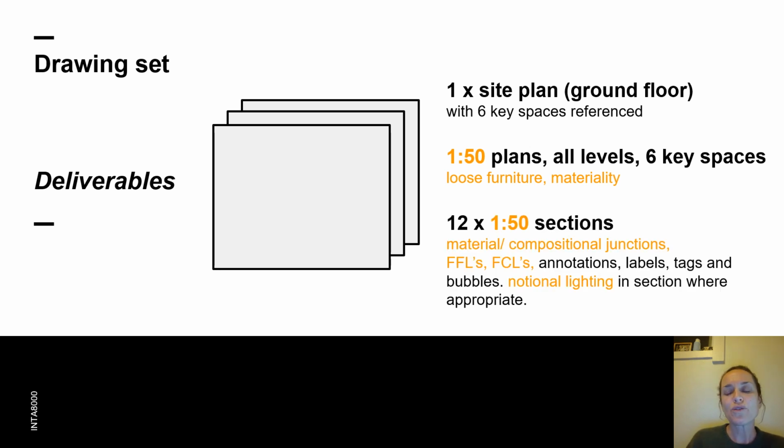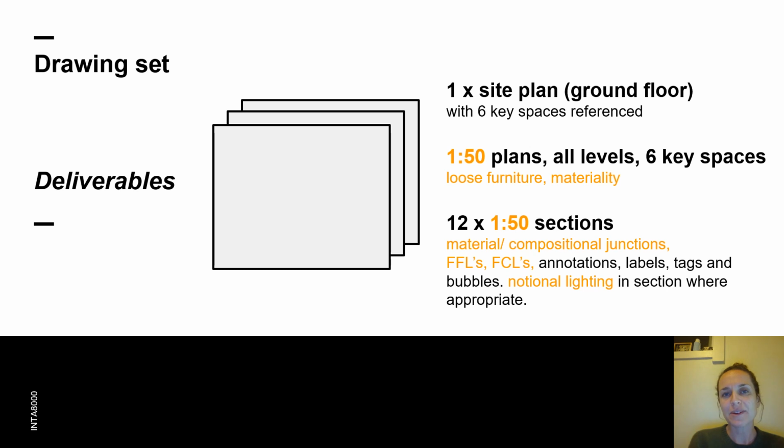You'll have 12 1 to 50 sections. I will note that the assessment outline in the course outline says 10. That was an error. My apologies. It should be 12, so 2 per key space. The difference in the sections is that they are shifting from 1 to 100 to 1 to 50.